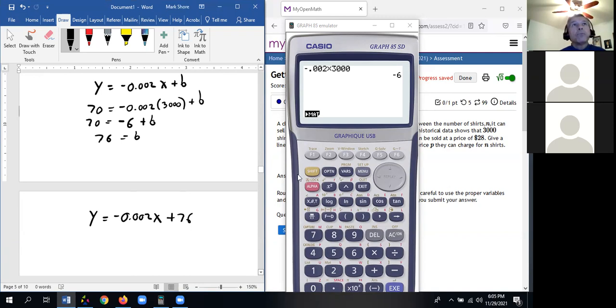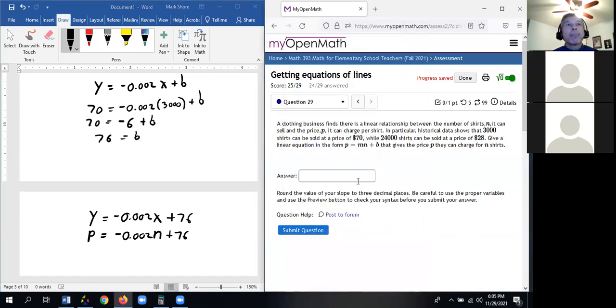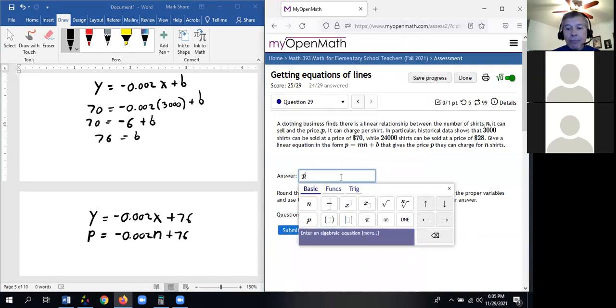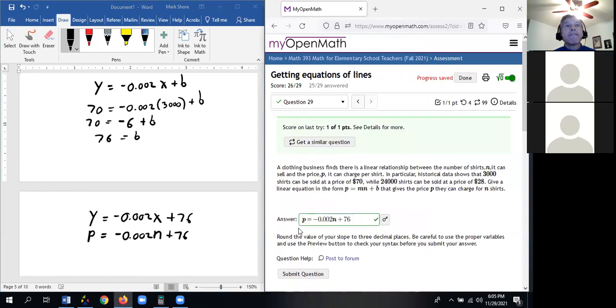But now they want it with, instead of y's and x's, p's and n's. So it'd be p, the price, is equal to negative 0.002 n, the number of shirts, plus 76. So let's go ahead and type that in here. We would say p equals negative 0.002 n plus 76. And we'll submit that one. And we got it. And that's the last problem right there.